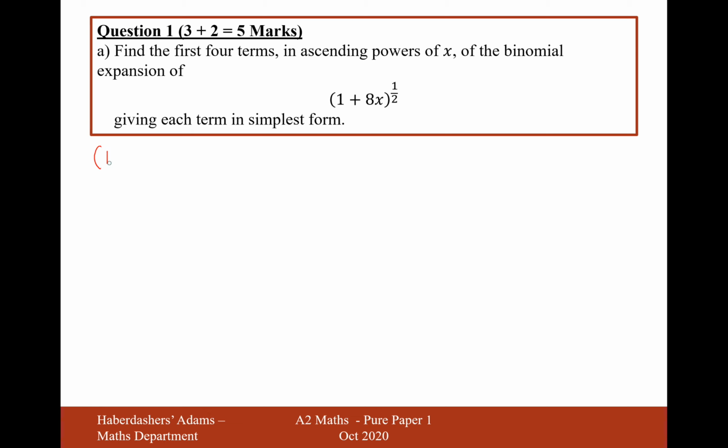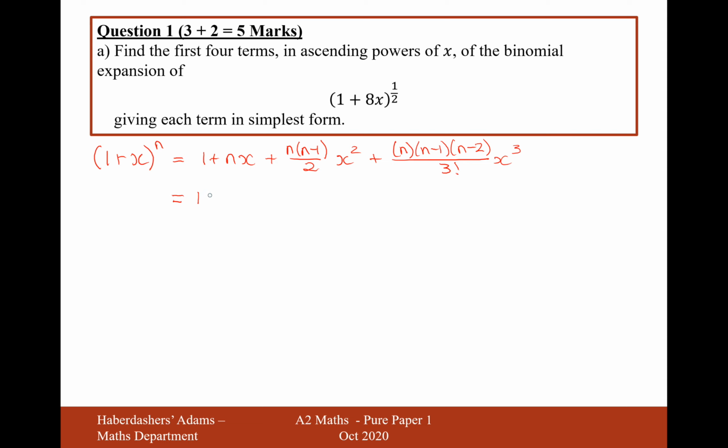Well, let's just remind ourselves of what we get in the formula booklet first. (1 + x)^n equals 1 + nx + n(n - 1)/2 x squared + n(n - 1)(n - 2)/3 factorial x cubed. Okay, so let's start substituting in. So 1 is going to be 1, x is now going to be 8x, and n is a half.